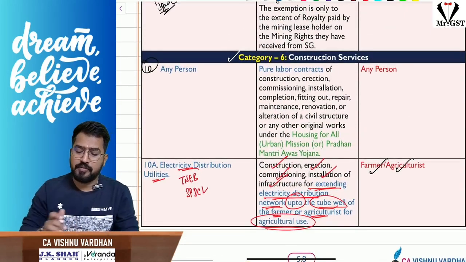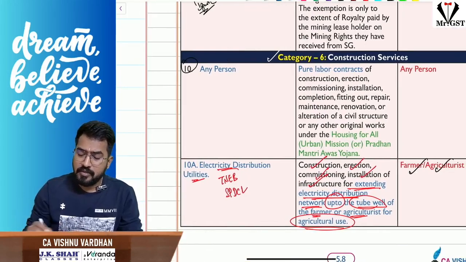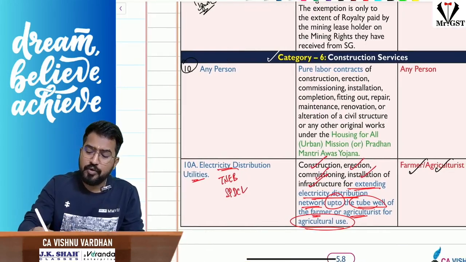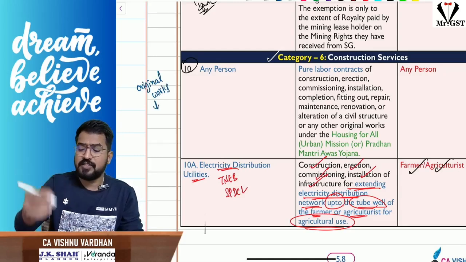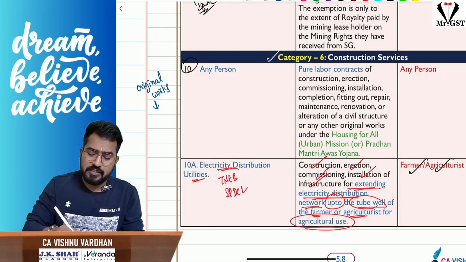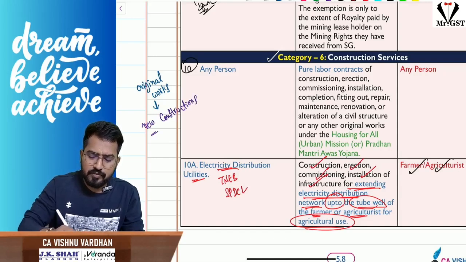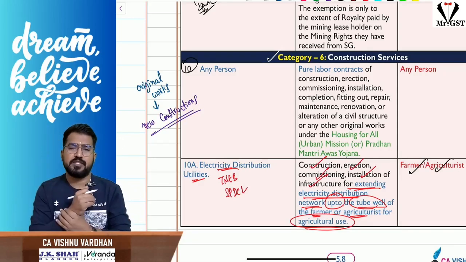So first of all, you should remember a word for this, called original works. Before going to the discussion, you should understand the word original works. Original works, as per the definition, I am giving you the complete analysis. It means brand new construction, no repairs, no alteration, no maintenance, all that stuff, only brand new construction.